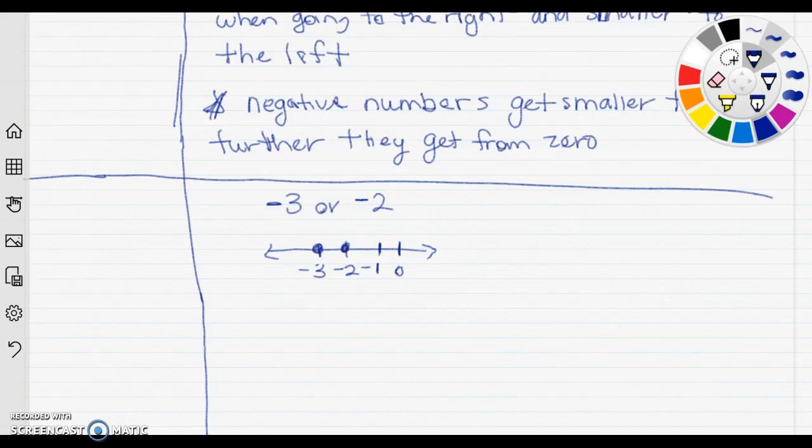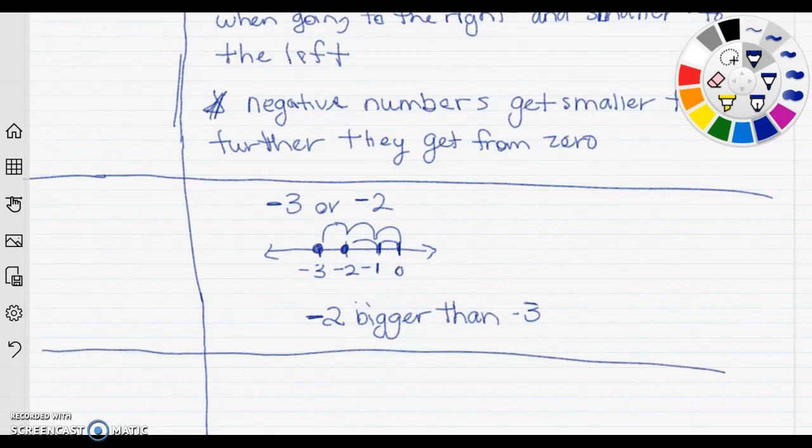Which number is closer to 0? -2 is only 2 jumps away from 0, while -3 is 3 jumps away from 0. So -2 is actually closer to 0. And since -2 is closer to 0, it is bigger than -3, because -3 is further away from 0.